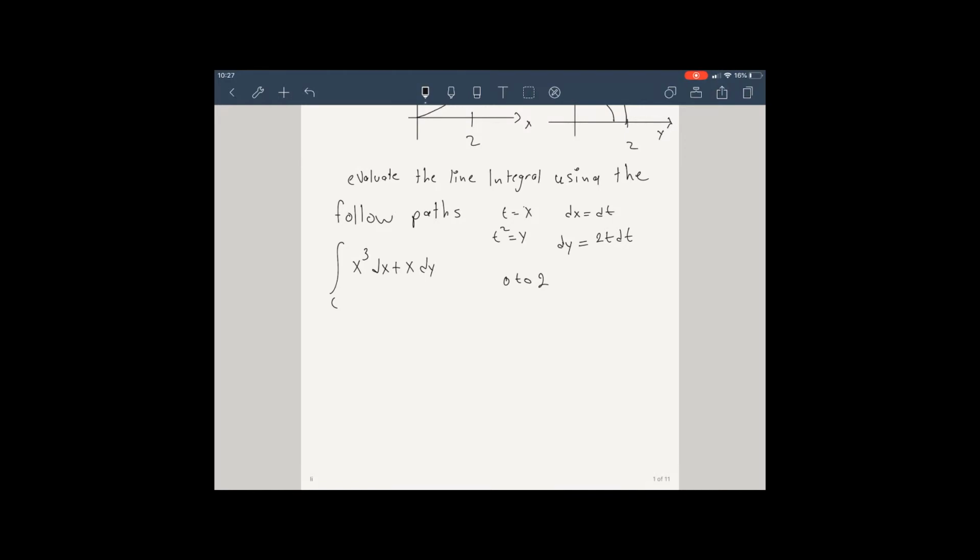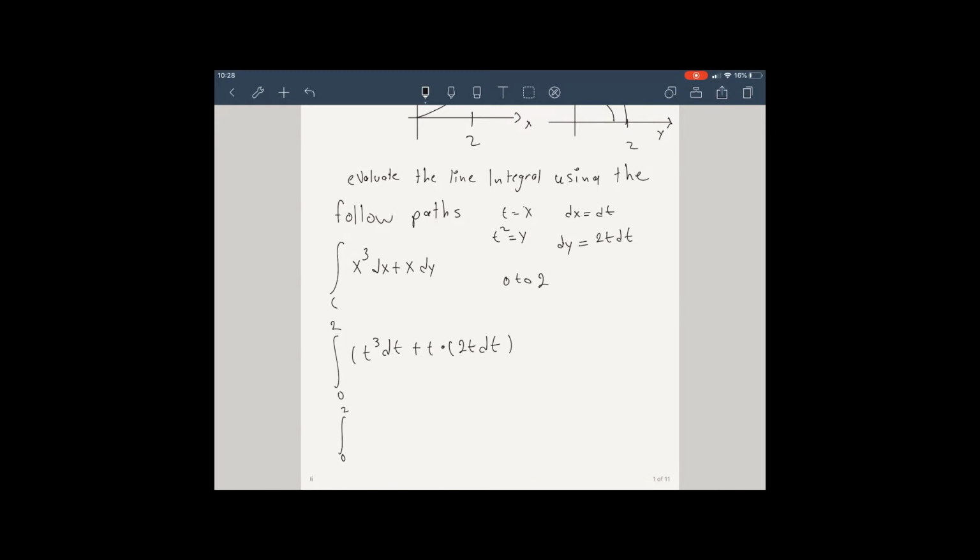Now that I have everything I need to set up the line integral, the line integral is equal to the integral from 0 to 2 of x cubed, which is t cubed, times dx, which is dt, plus x, which is just t, times dy, and dy is 2t dt. I can simplify it and factor out dt.